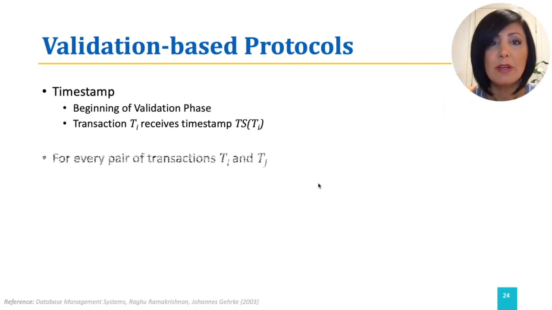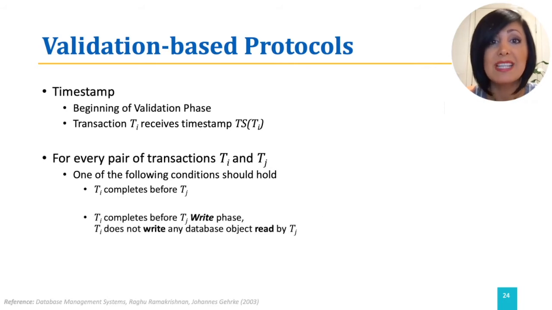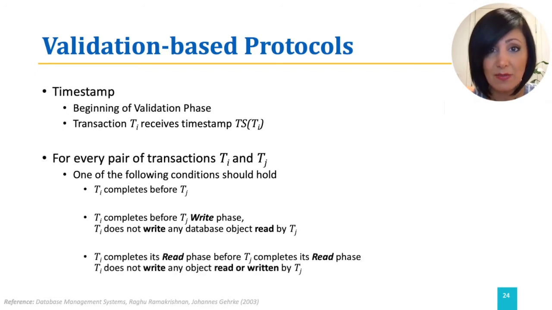So, for every pair of transactions Ti and Tj, one of the following 3 conditions must hold. Either Ti completes all of its 3 phases before Tj begins, or Ti completes before Tj starts its write phase, and Ti does not write any database object read by Tj, or Ti completes its read phase before Tj completes its read phase, and Ti does not write any database object read or written by Tj.